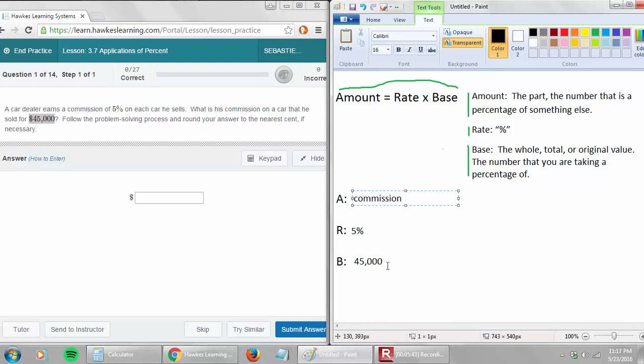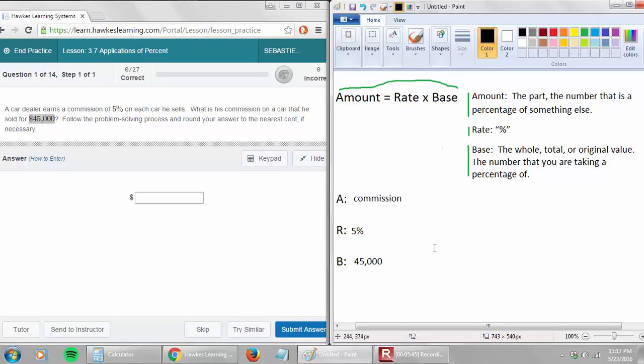Alright, so now that I've identified those three things, what do I do? Typically, your rate will be a percent, and we can't do multiplication or division with percentages directly, so you're going to have to convert that percent to a decimal. Now, I have a whole video on this, as I mentioned. You might want to watch that video if you're not sure about this process. But that's a skill that you're going to want to practice because it comes up again and again.